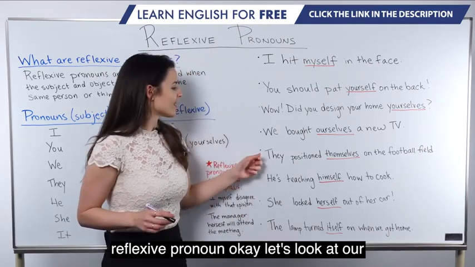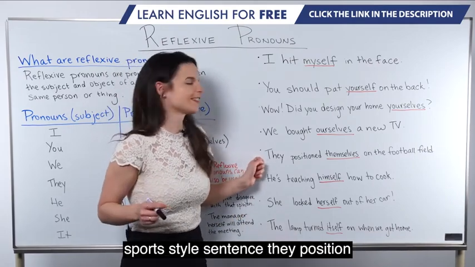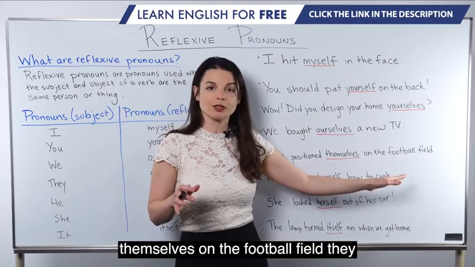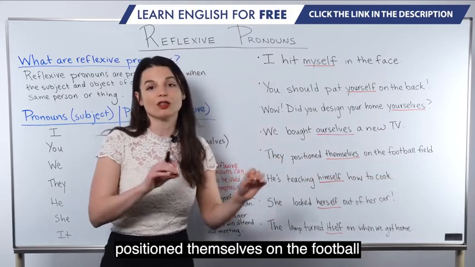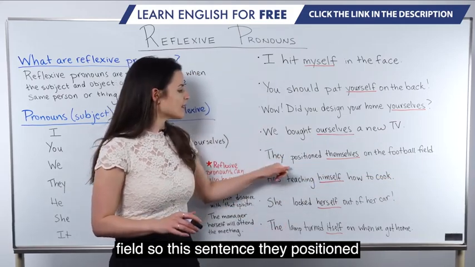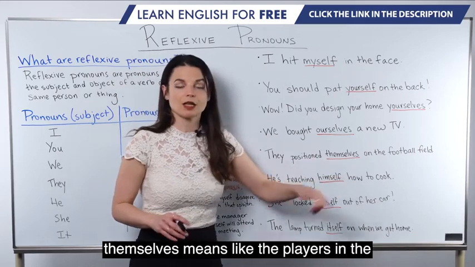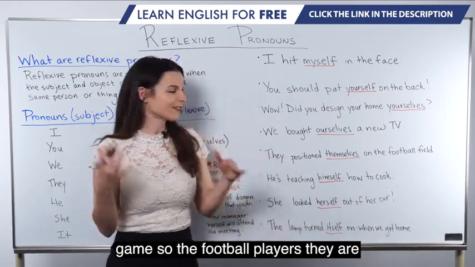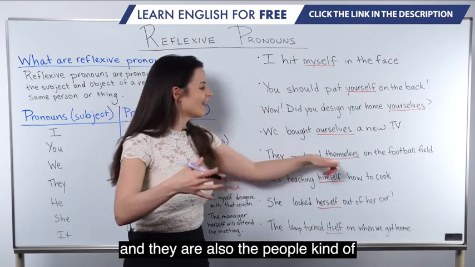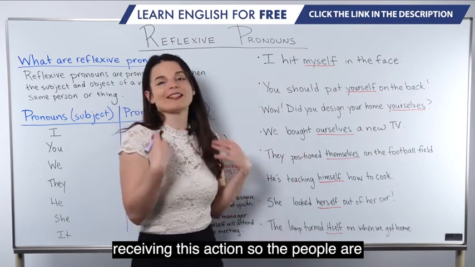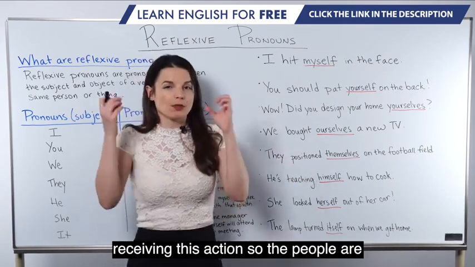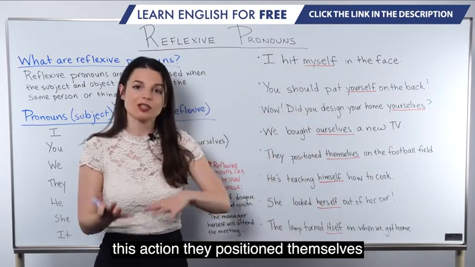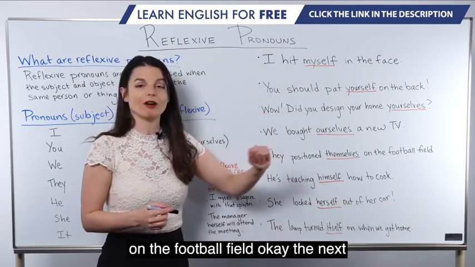Okay, let's look at our next one. The next one is kind of a sports style sentence. They positioned themselves on the football field. This sentence means like the players in the game. So the football players, they are the subject, they are the people doing it, and they're also the people receiving this action. The people are in charge of it and they are affected by this action. They positioned themselves on the football field.